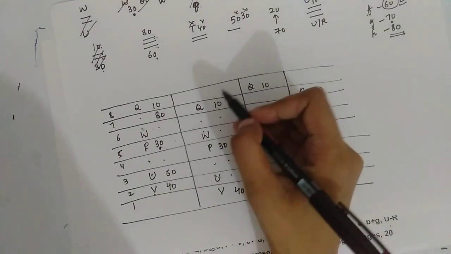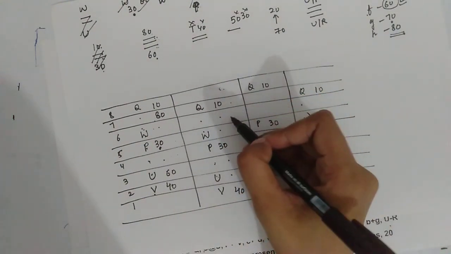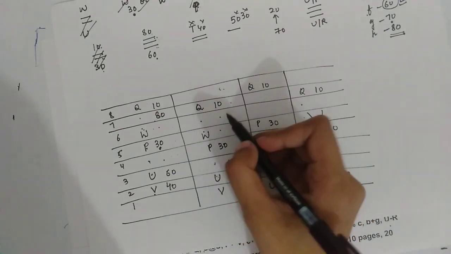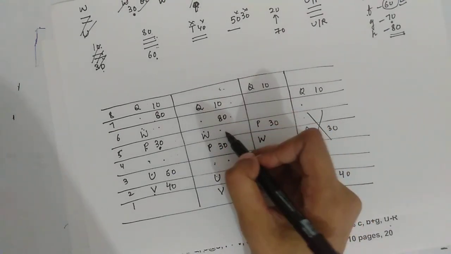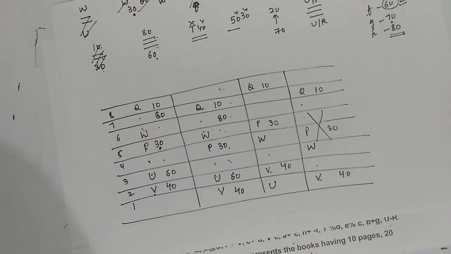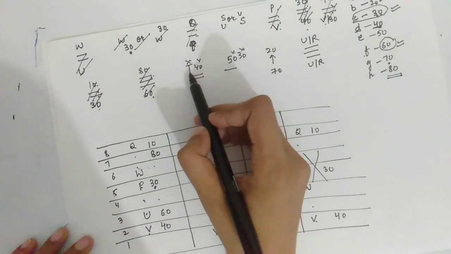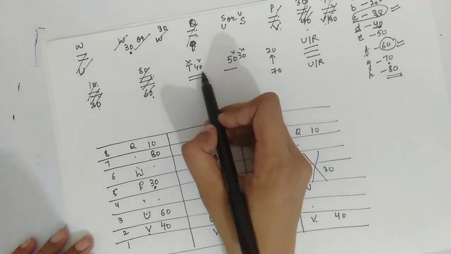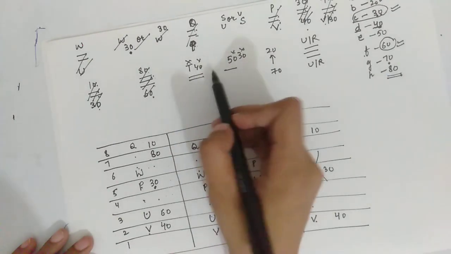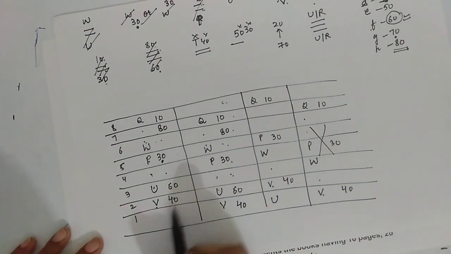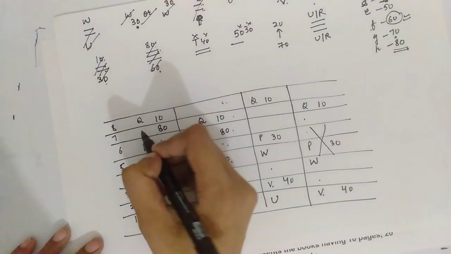Now check for this one. If I place 80, 1, 2, 3, 60 can't come here. If I place 80 here, 1, 2, 3, 60 will come here. This is done. Now see the book T and the book containing 40 pages are not adjacent to each other. Now this is the 40 pages book. So T will not come here. So T will come here.